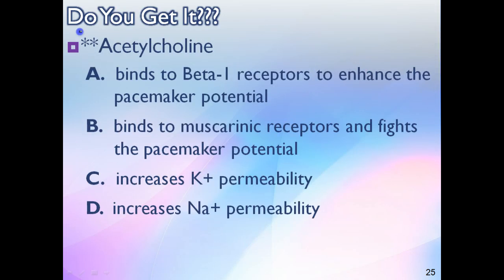Acetylcholine, what does it do? Notice the double asterisks? So 2 correct answers. So take a second and read through and see what you come up with. Pause if necessary. Okay, acetylcholine binds to beta-1 or binds to muscarinic? Well, hopefully you're thinking muscarinic receptors. And if we are acetylcholine, are we parasympathetic or sympathetic? Well, hopefully you're thinking parasympathetic, which means we want to increase potassium permeability, both of which will slow down your heart rate.